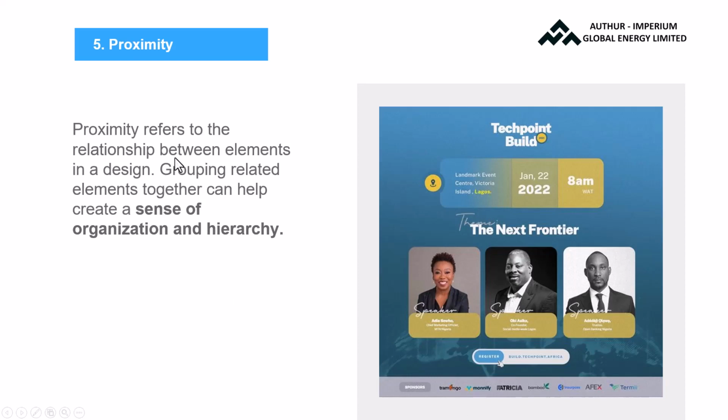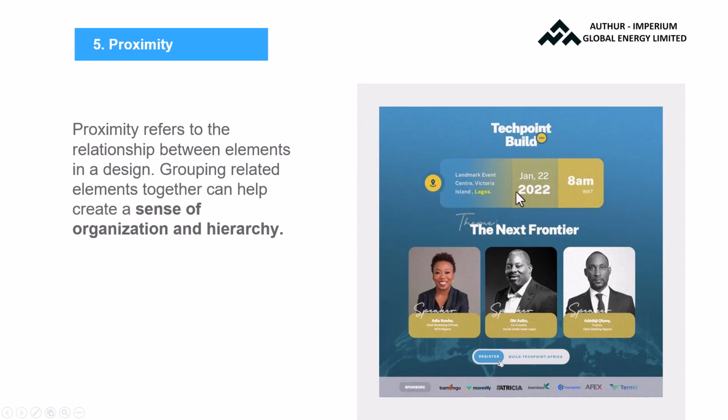Proximity refers to the relationship between elements in a design. Grouping related elements together can help create a sense of organization or hierarchy. So in a nutshell, what proximity means is that you put similar or related information in the same area, in the same place, or close to each other.